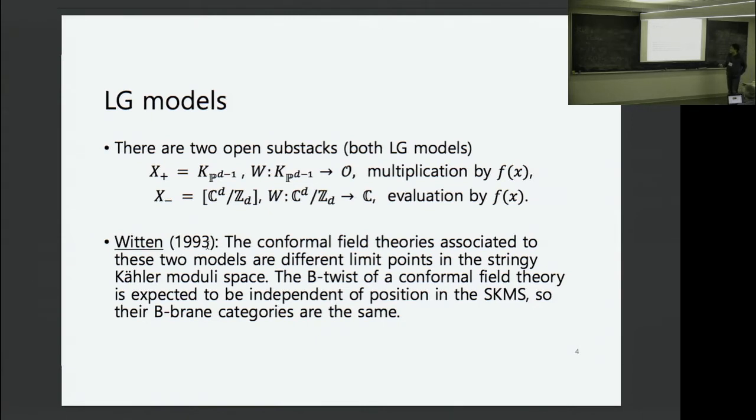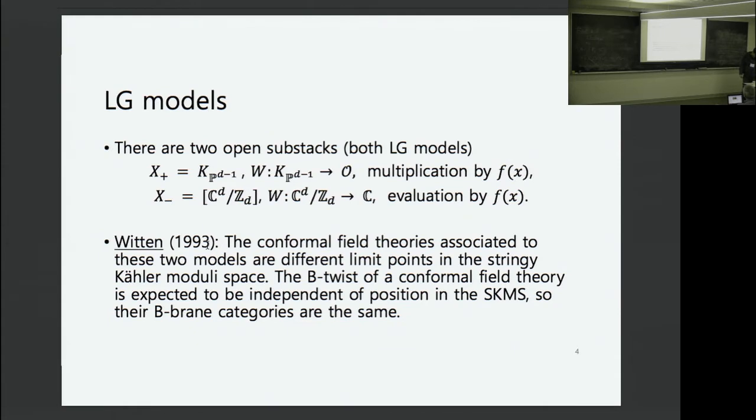X minus, on the other hand: you can delete the origin of the p-coordinates, and because if you delete the origin of C and quotient by C star, you get just a point, but there is a stabilizer, Z_d, the d-th roots of unity. So the GIT quotient is the quotient of d-dimensional vector space by the action of Z_d. The map w also descends to this quotient, and the map is just the evaluation of the polynomial f.